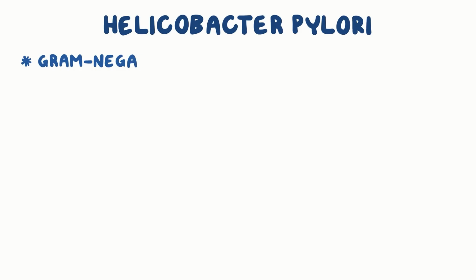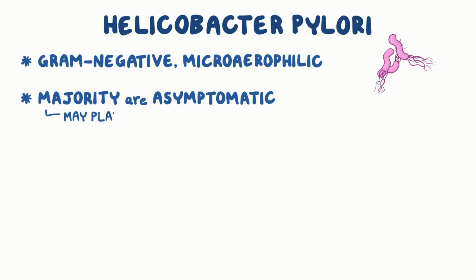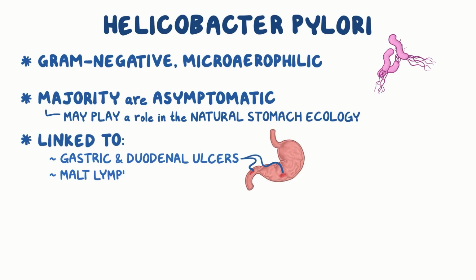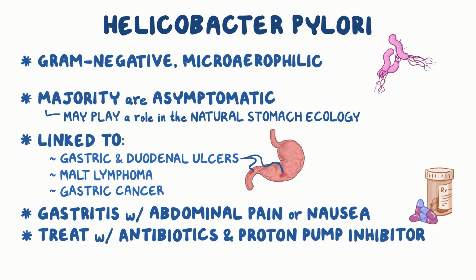So, to recap, Helicobacter pylori is a gram-negative microaerophilic bacterium commonly found in the stomach. The majority of individuals infected with the bacterium are asymptomatic, and it may play an important role in the natural stomach ecology. It's linked to the development of gastric and duodenal ulcers, MALT lymphomas, and gastric cancer. Acute infection may appear as an acute gastritis with abdominal pain or nausea. Treatment includes antibiotics and a proton pump inhibitor.